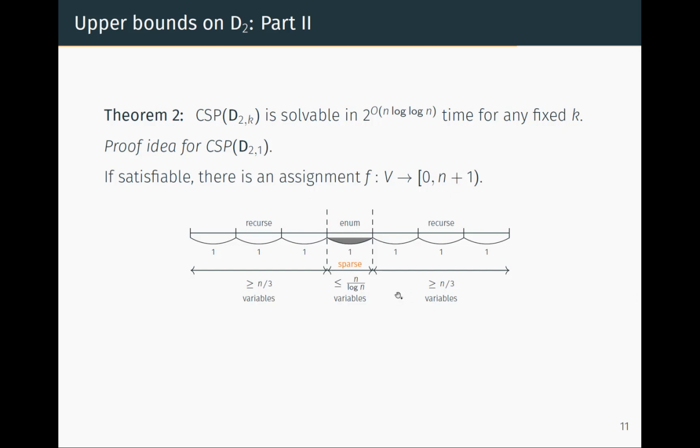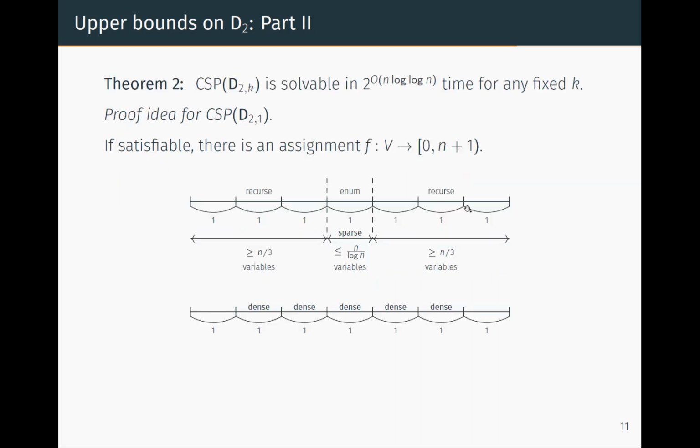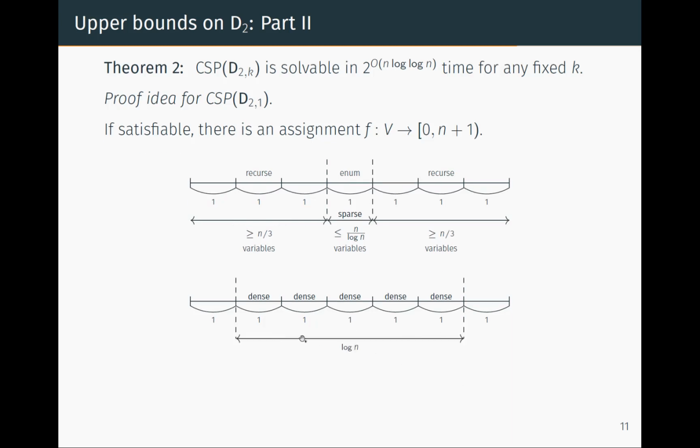So we call such buckets that have not too many variables sparse. So if we have such a bucket, then we can solve recursively. If we don't have such a bucket, this means that we have many dense buckets in the middle, so buckets that contain more than n divided by log n variables. But we cannot have too many of those buckets, namely we can't have more than log n of those. So we know that if we have a sequence of dense buckets, then their total number is less or equal to log n. And this gives us another separation of the problem.